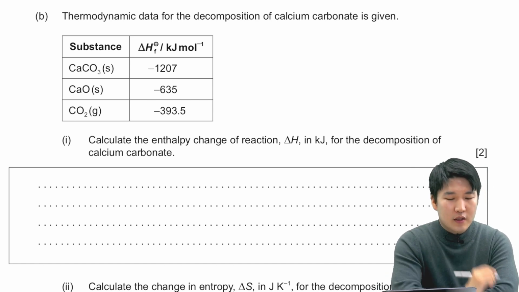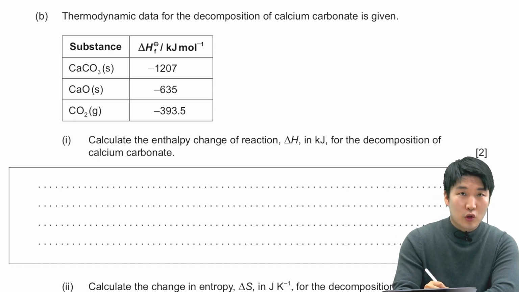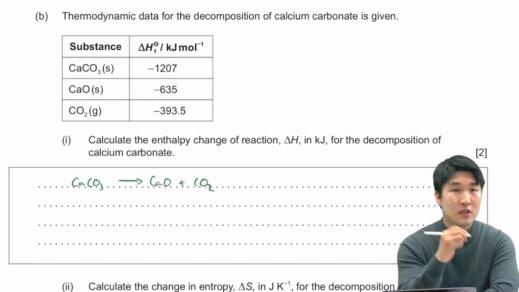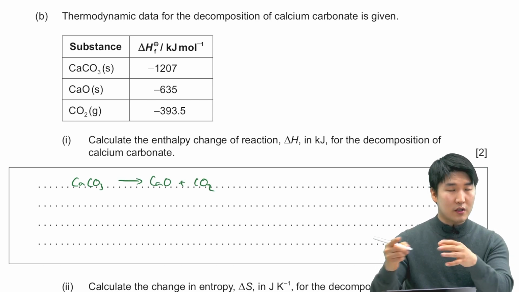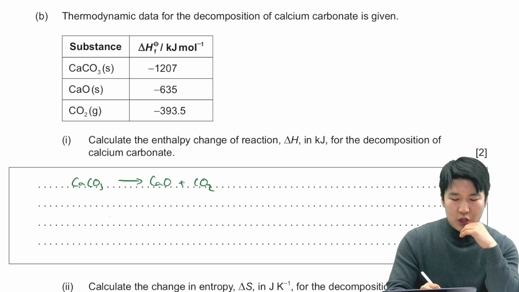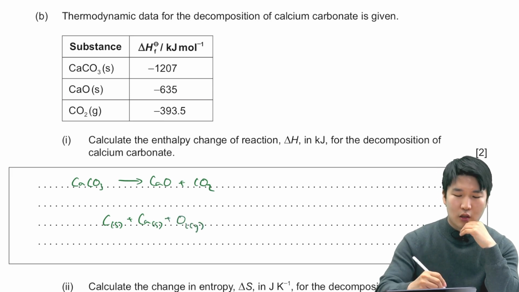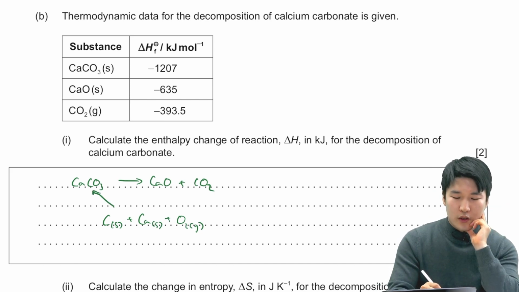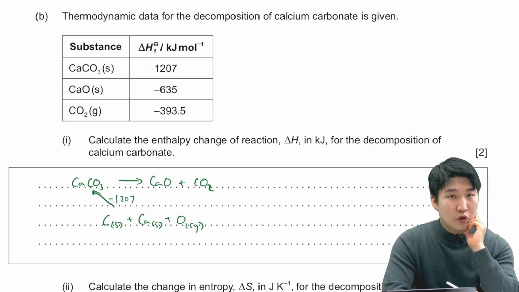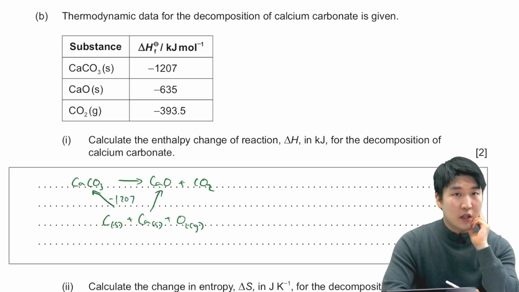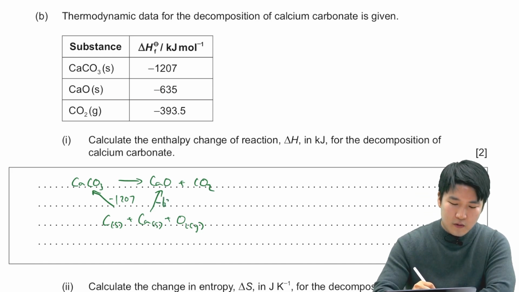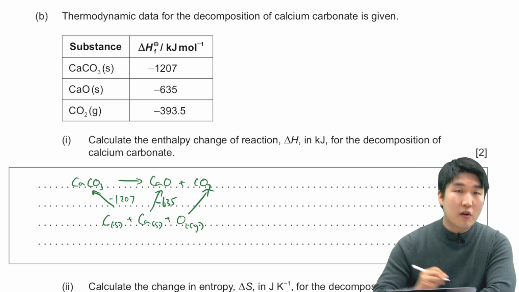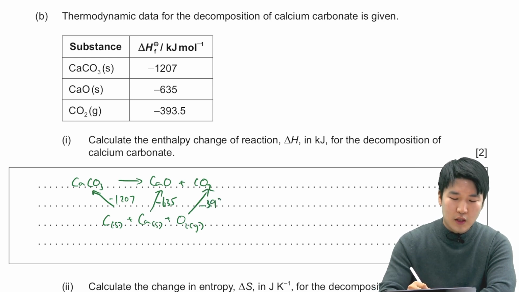Since we are dealing with delta H f, we're going to utilize the constituent elements of the reactants and the products in our equation, which are carbon solid, calcium solid, and oxygen gas, which will be forming calcium carbonate with minus 1207 kilojoules per mole, calcium oxide minus 635, carbon dioxide with minus 393.5.